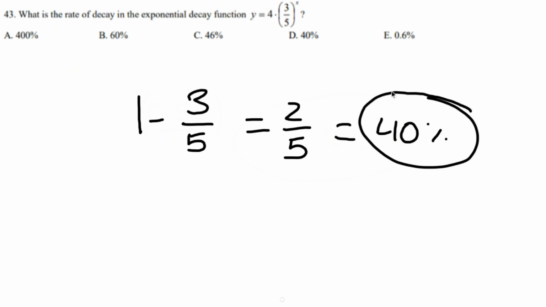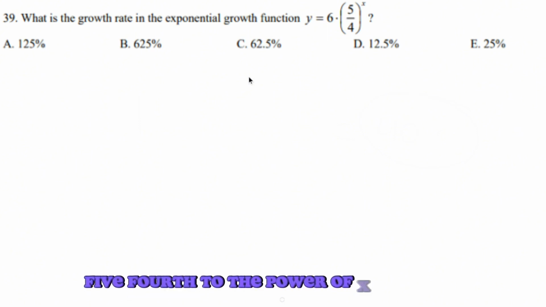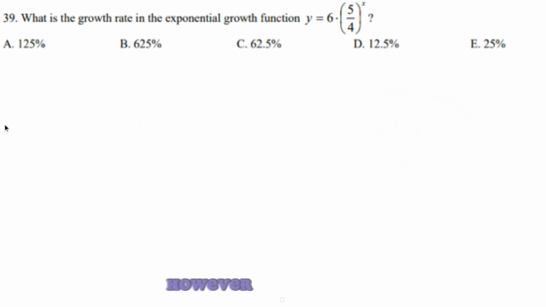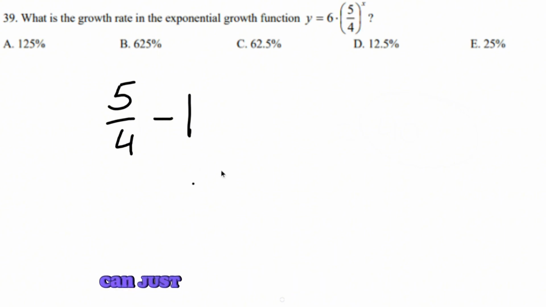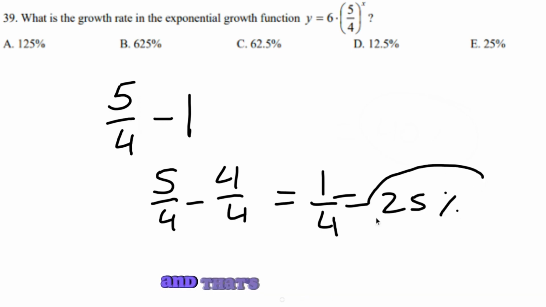And that's your answer. Next, what is the growth rate in the exponential growth function y equals 6 times parentheses 5/4 to the power of x? Alright, very similar to the last problem. However, because it's a growth function, we need to subtract 1, not from 1. We need to subtract 1 itself. So 5/4, the number in the parentheses, minus 1. 1 can just be written as 4/4. So 5/4 minus 4/4 equals 1/4. Now we have to write that as a percent. So that's 25%. And that's your answer.